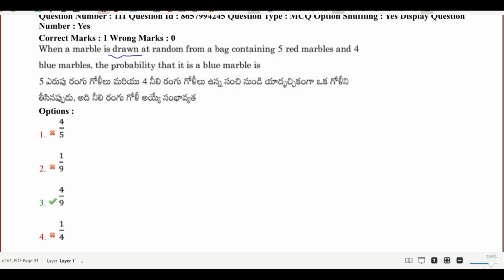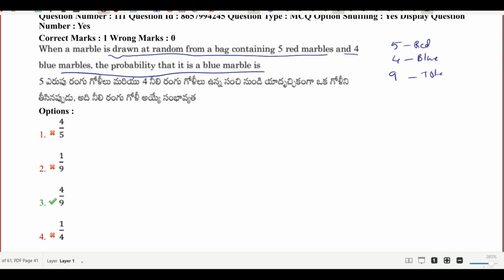When a marble is drawn at random from the bag containing 5 red marbles and 4 blue marbles, what is the probability of getting a blue marble? A bag contains 5 red balls. How many blue balls are there? 4 blue balls are there. How many marbles are there in total?